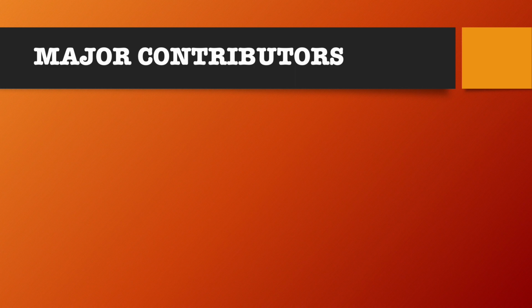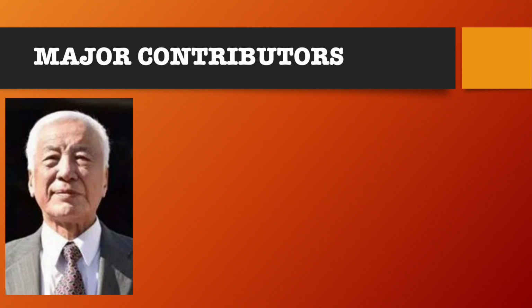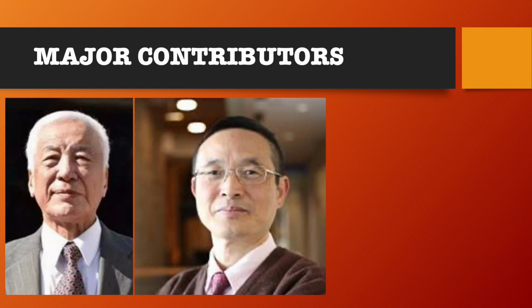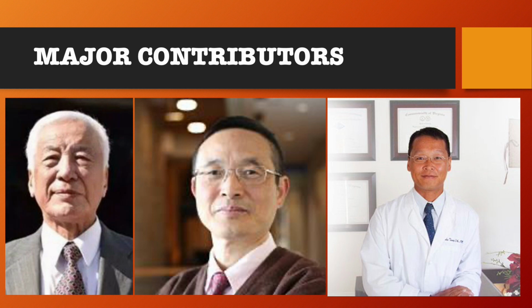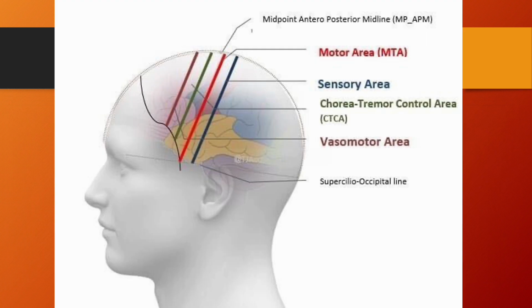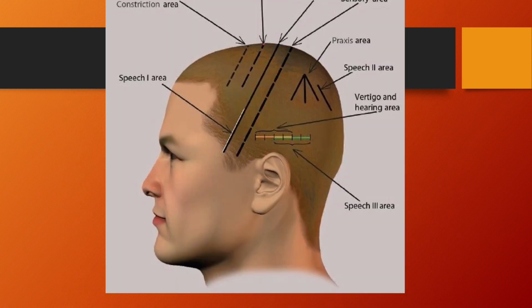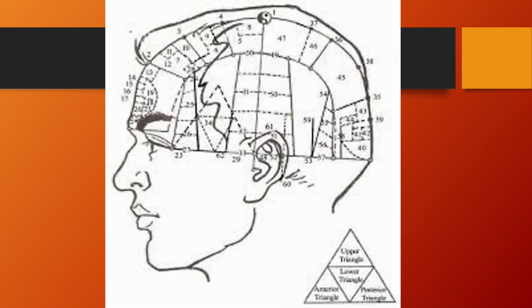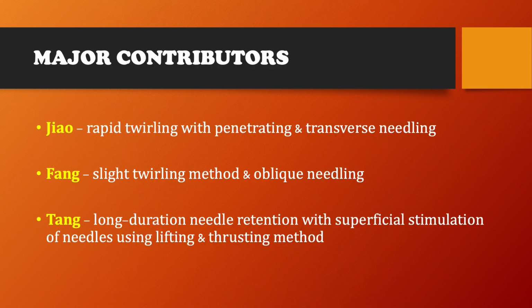The 3 major contributors to the development of this system are Jiao Shunfa, Feng Yinpeng, and Tang Songyan. Each proposed different diagrams and groupings of scalp acupuncture points. Jiao divided scalp points into motor and sensory areas. Feng, writing or speech and reading or memory centers. And Tang, upper, middle, and lower burner areas.